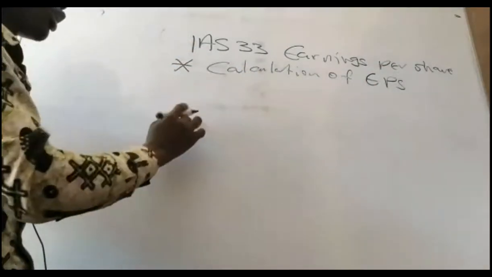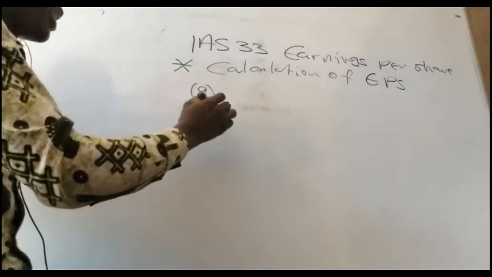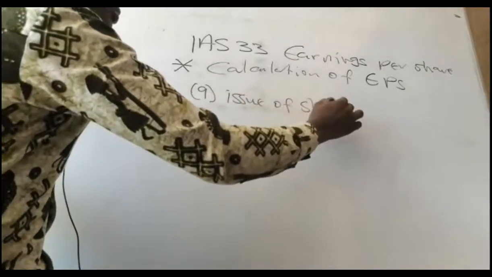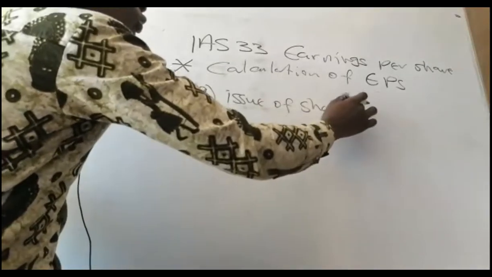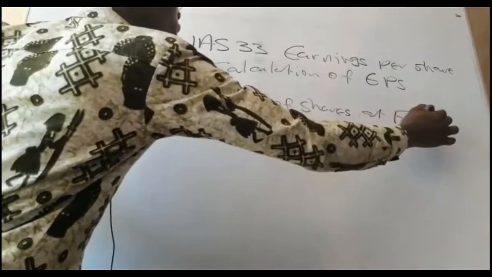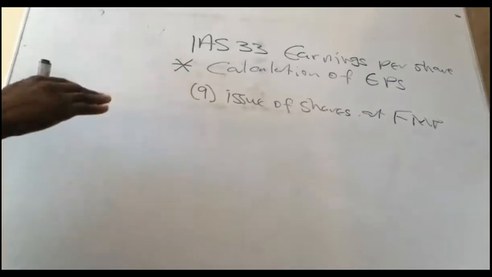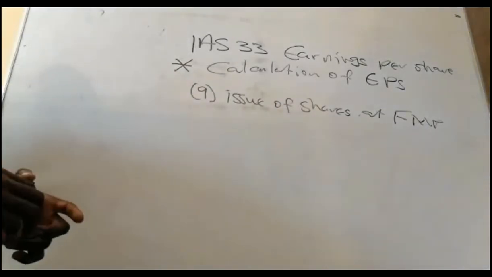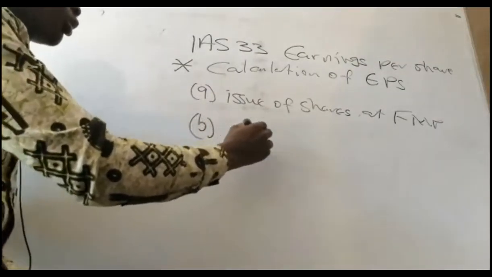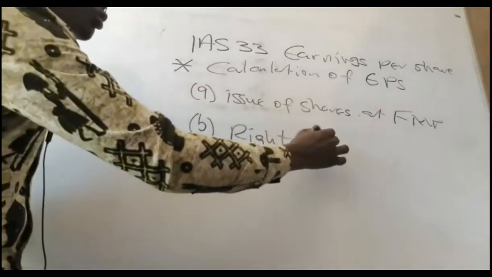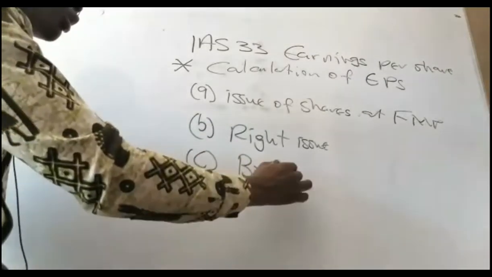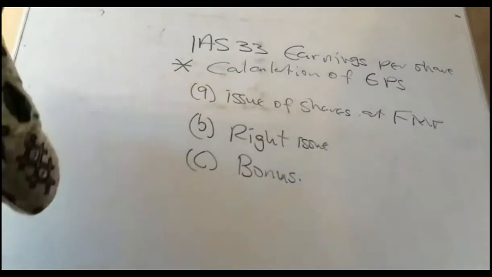Then we give consideration to the following items. A, how does issue of shares at full market price affect it? If you have not satisfied yourself, kindly go through the first lecture to satisfy yourself about that. B, we look at rights issue. C, we look at bonus. How does the bonus affect the earnings per share?